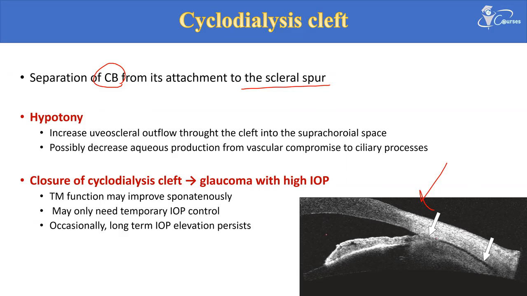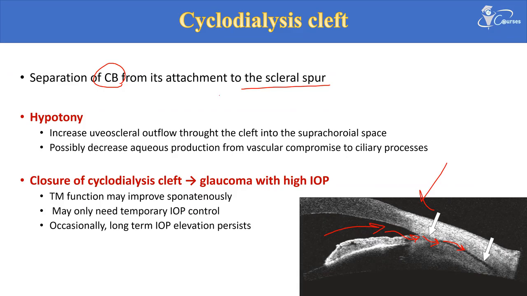Why? Because the aqueous is now passing through this defect between the scleral spur and ciliary body into the potential suprachoroidal space. So there will be a new access, a new drainage location for the aqueous humor, resulting in hypotony. It is the same mechanism as the uveoscleral pathway. We said that in the uveoscleral pathway, the aqueous is absorbed through the iris root to the ciliary body to the suprachoroidal space. Here we are enhancing the uveoscleral pathway by creating an artificial pathway for the aqueous.